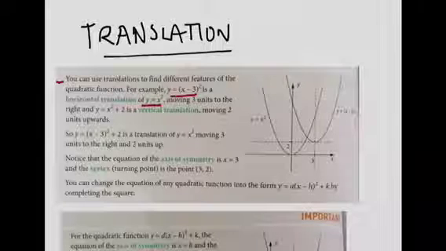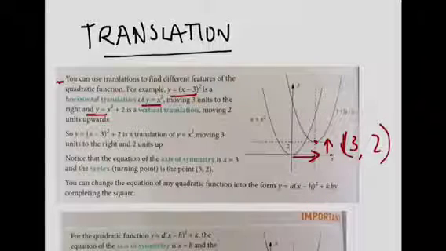So here is your y equals x squared, and they've moved this 3 units to the right, so your axis of symmetry is moved to x equals 3. And y equals x squared plus 2 is a vertical translation, moving 2 units upwards. So they've then moved this one 2 units upwards, and so you can see your vertex is at the point (3, 2), so x value is 3, y value is 2 for our vertex. So it's moved 3 to the right, 2 upwards.